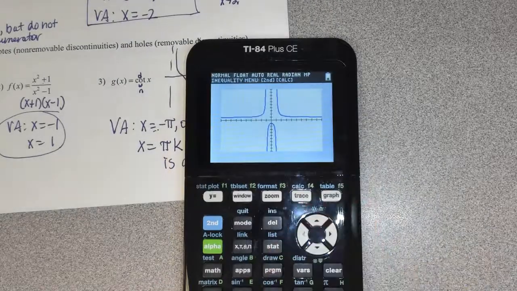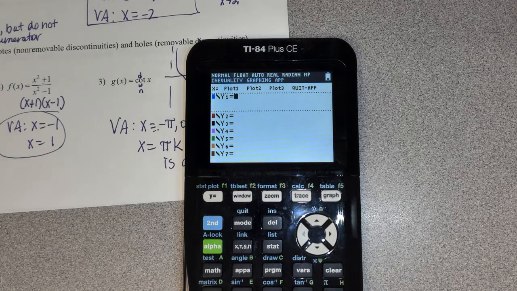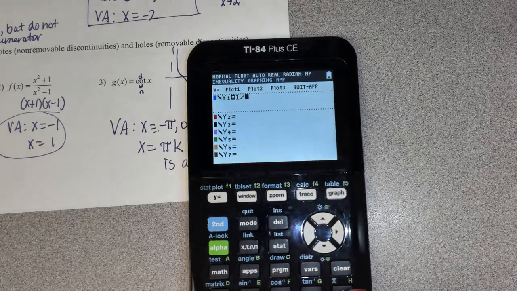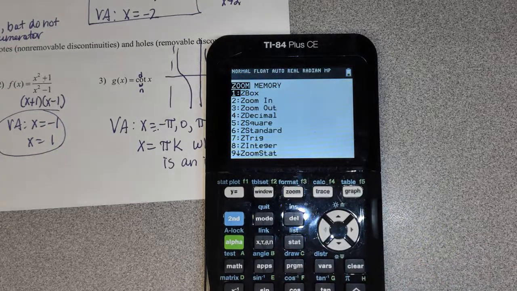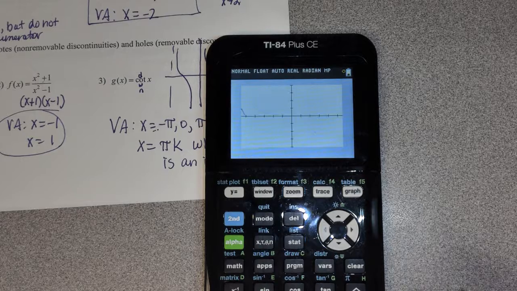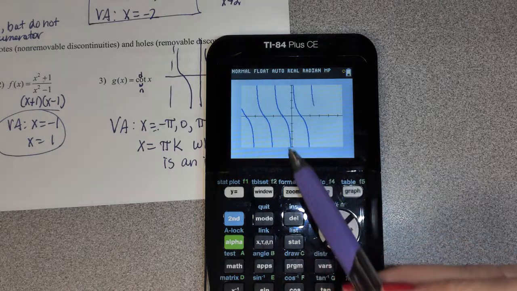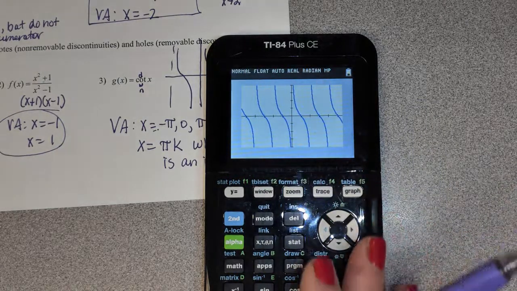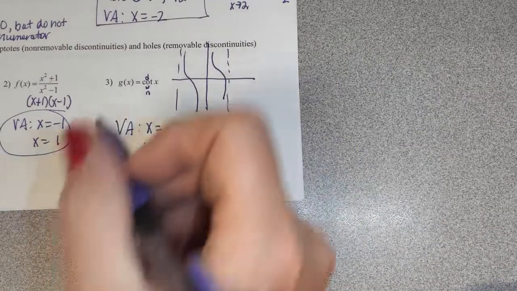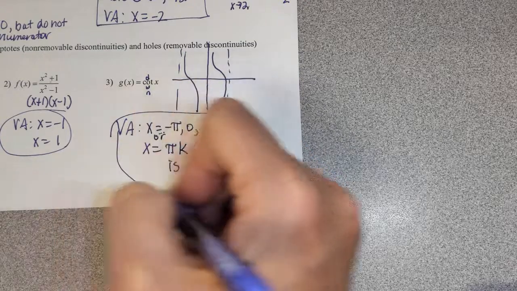Now, let's say you didn't know that. Well, how would I put in cotangent? 1 divided by what? Tangent. And I want to do a zoom trig, which is a zoom 7. And here I can see the cotangent curve. And I can see those vertical asymptotes at 0, pi, 2 pi, -pi, -2 pi. All right? So either way, you want to write those vertical asymptotes.